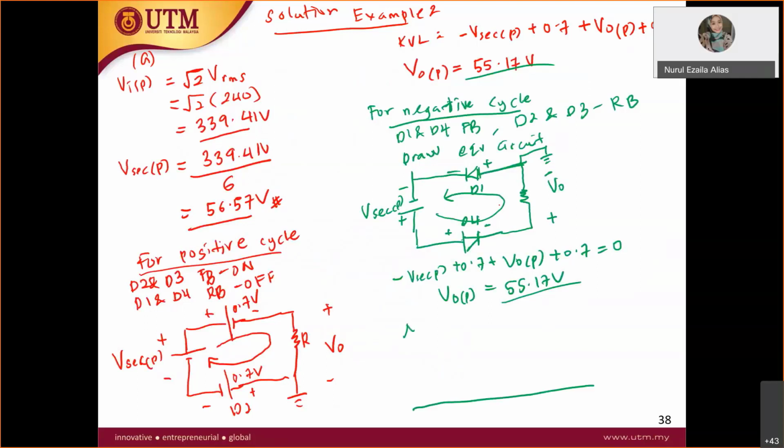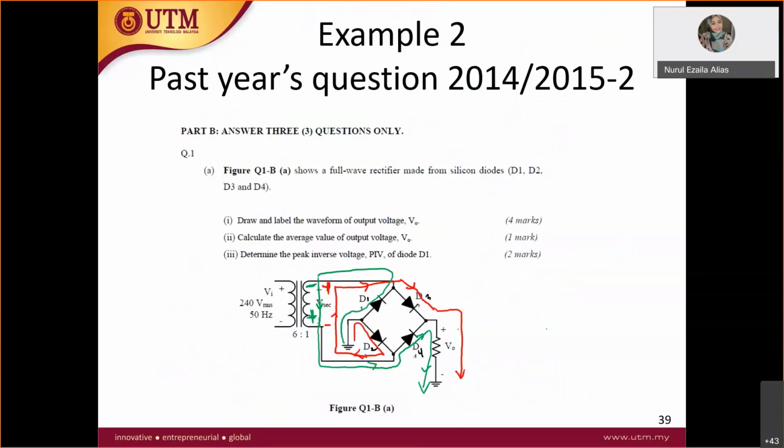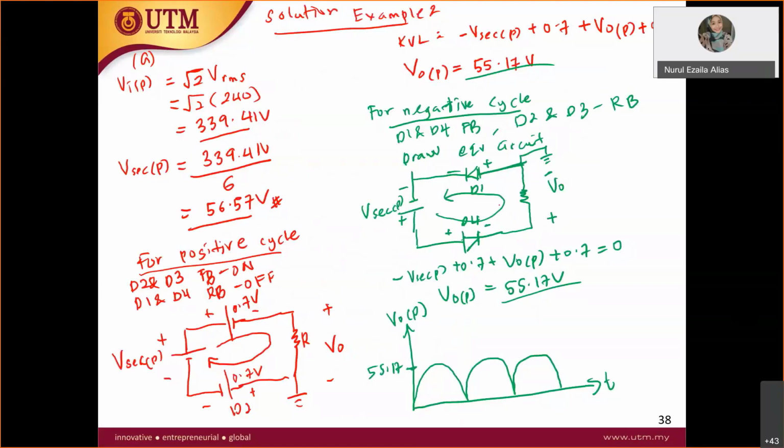So the waveform will be, this is V out peak. And then you have a full wave waveform, definitely like this. You can draw how many cycles you like, but put labeling here. So this is 55.17. All right, that's it. Done for part 1.